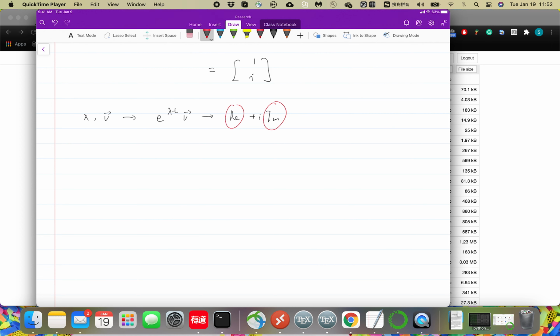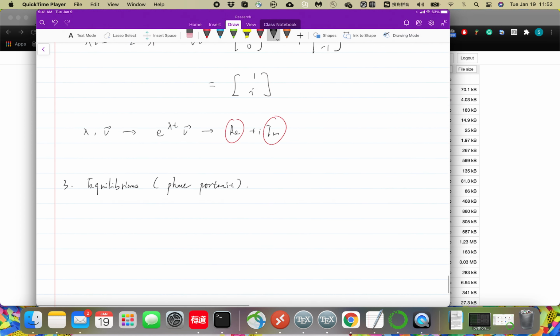So now we know how to solve the system. The third thing is we want to talk about how do we determine equilibriums. Moreover, what is a sink? What is a source? And what is a saddle? Or phase portrait, because we know we don't have straight lines anymore. Well, let's write down the two solutions we have.